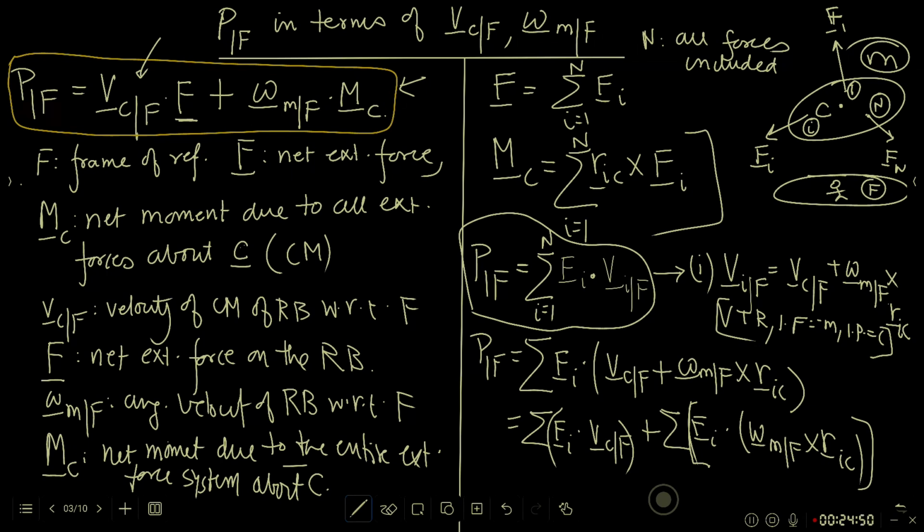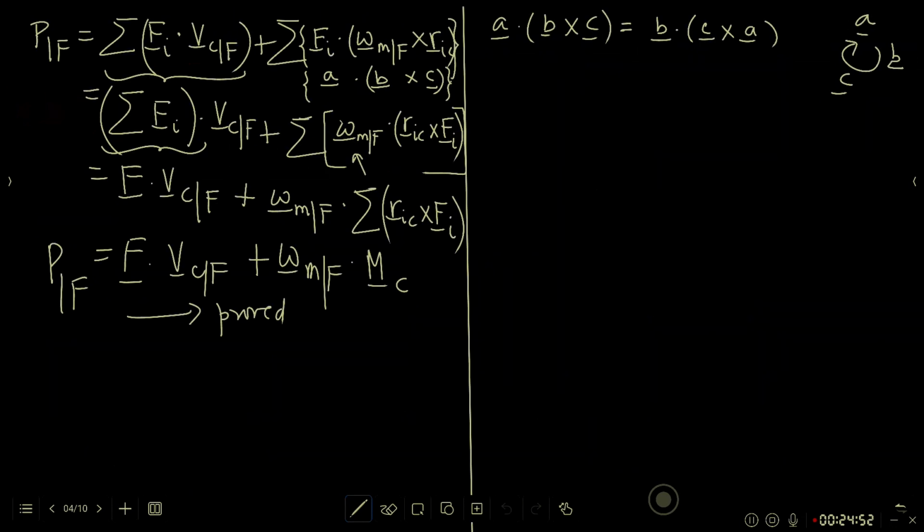The first one has the net force, not the individual forces, but the net force being dotted with the velocity of the center of mass of the RB with respect to F. And the second expression is the angular velocity dotted with the net moment due to the entire force system acting on the RB.